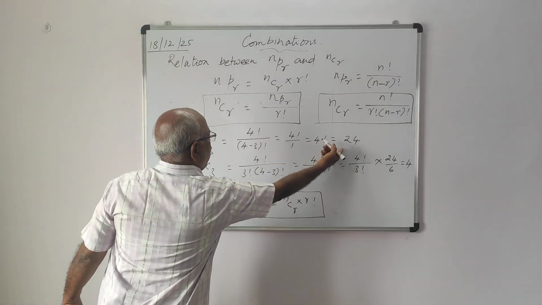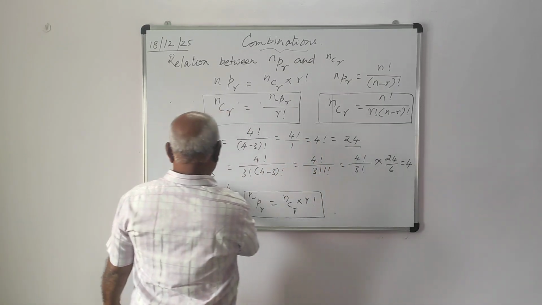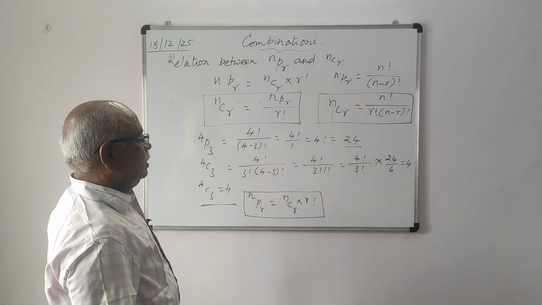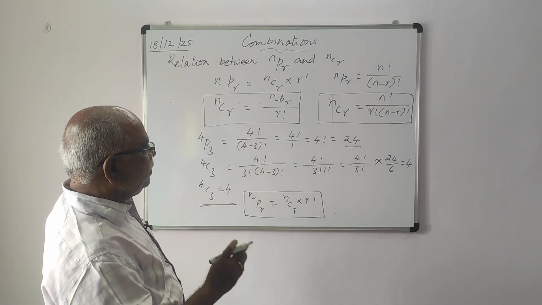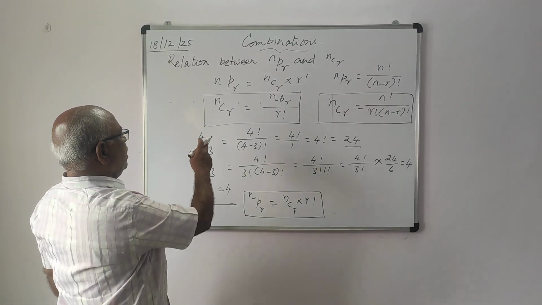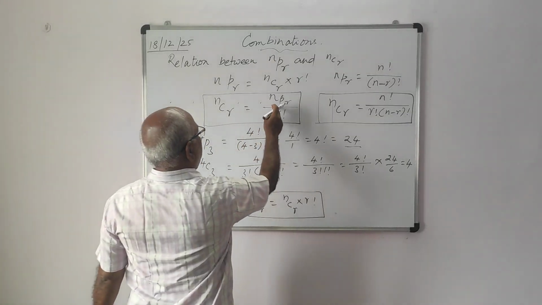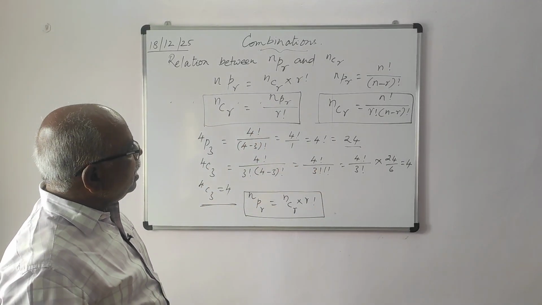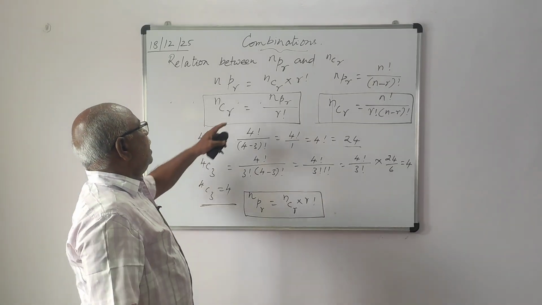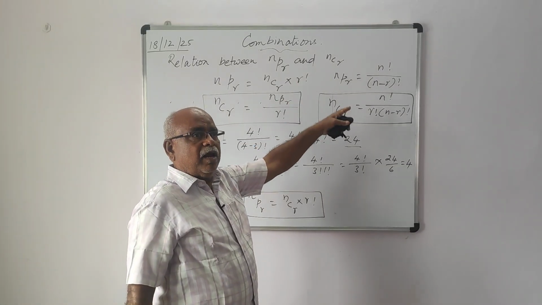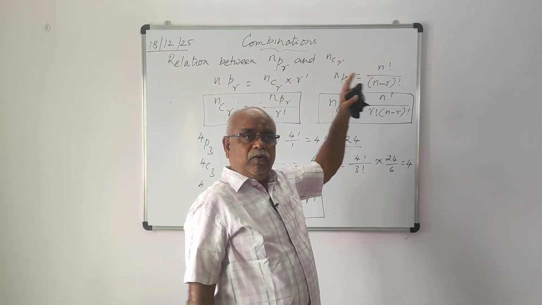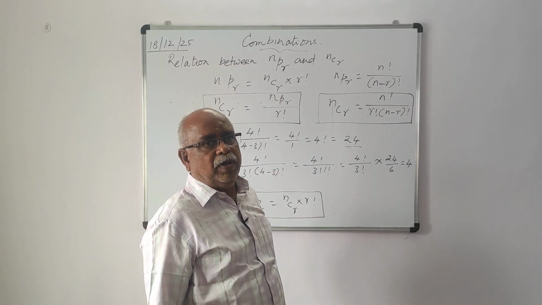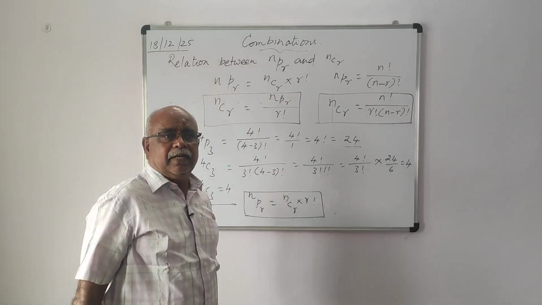4P3 is 24. 4C3 is 4. One more thing: simply we can write it as nCr equal to nPr by r factorial. You know nPr is n into n minus 1, etc., up to n minus r plus 1, which is the last term we have derived in the case of nPr, and I will explain further. Okay?